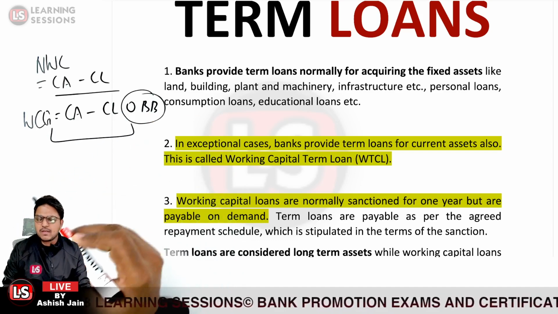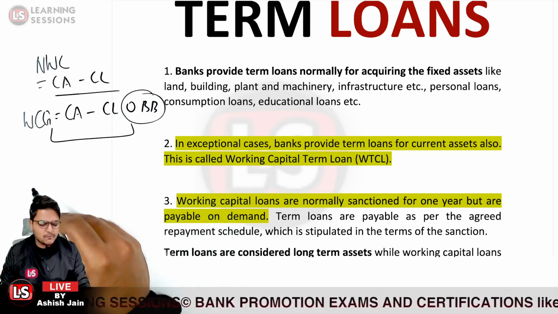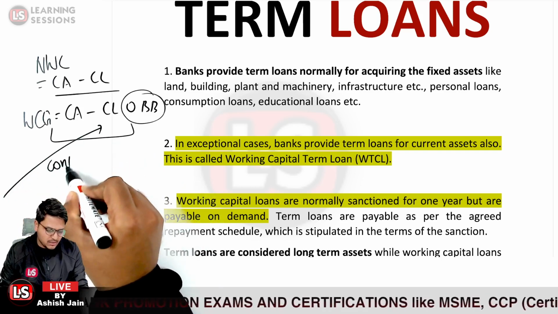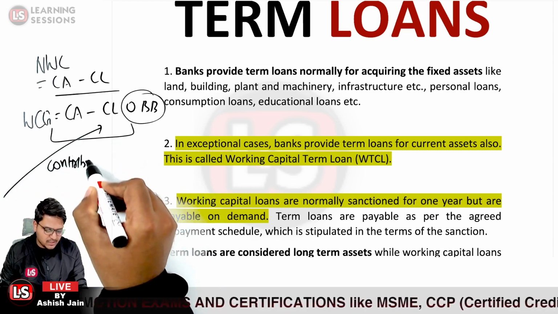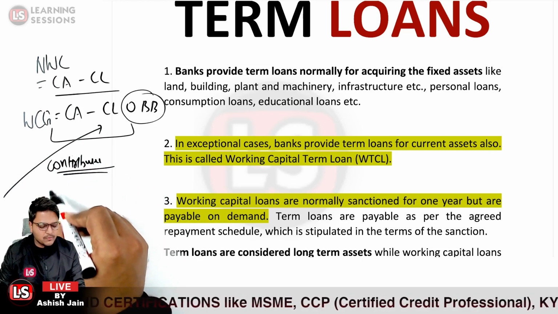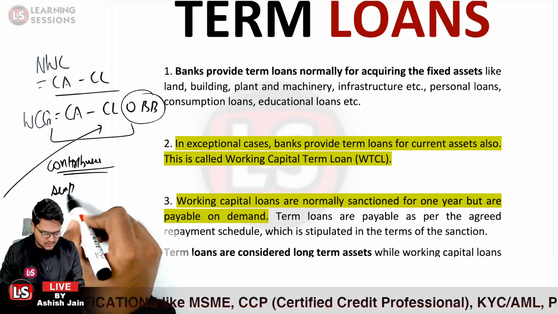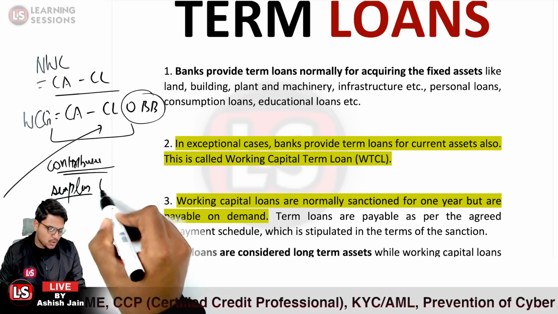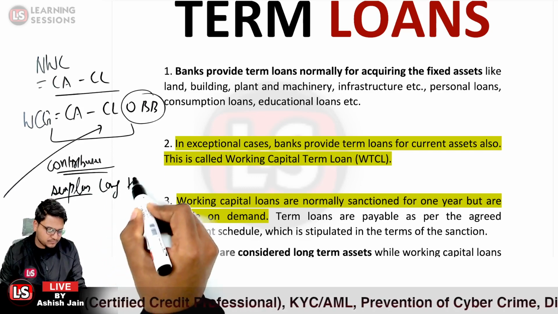Now, part of the working capital gap is to be financed from the promoter itself by way of contribution. Their margin is to be contributed either from the promoter itself, or it can be contributed from the surplus long-term sources.